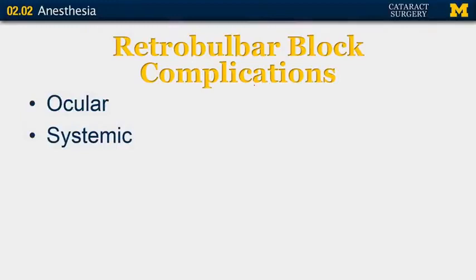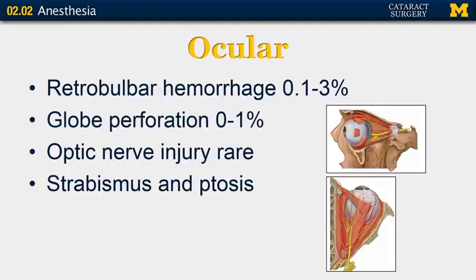Retrobulbar block complications are rare but can be quite serious. They're divided into ocular and systemic. The ocular complications include retrobulbar hemorrhage. As you can see, if any of the blood vessels in the intraconal space are sheared, it can cause a hemorrhage.